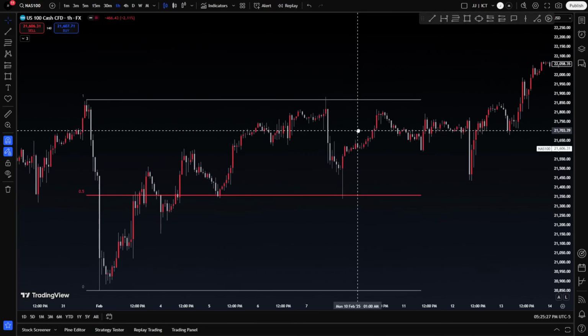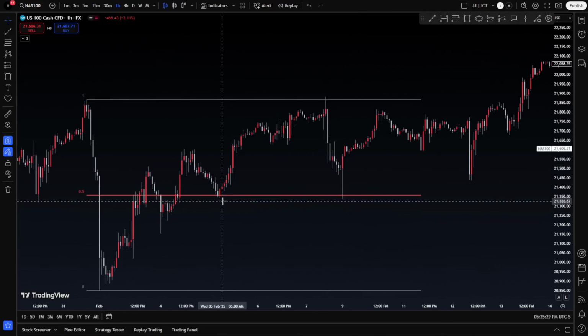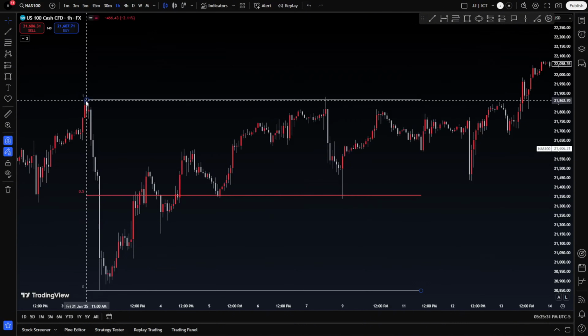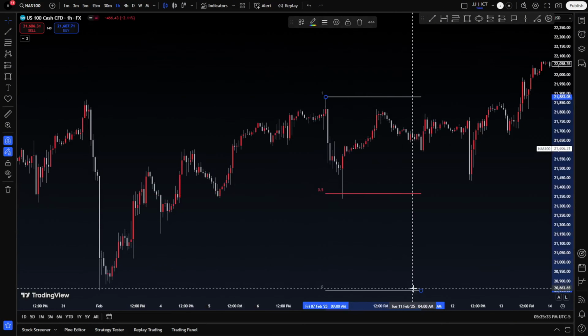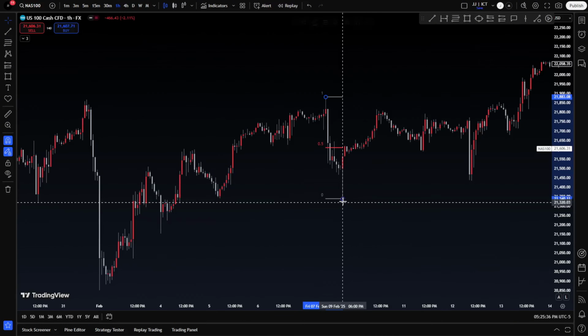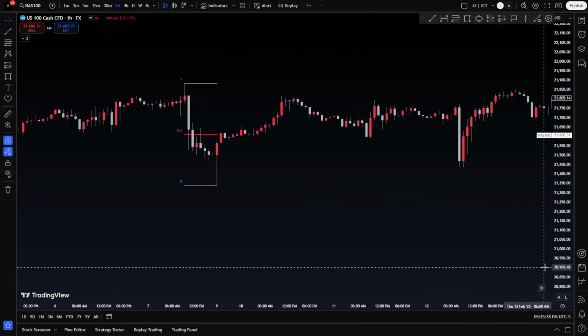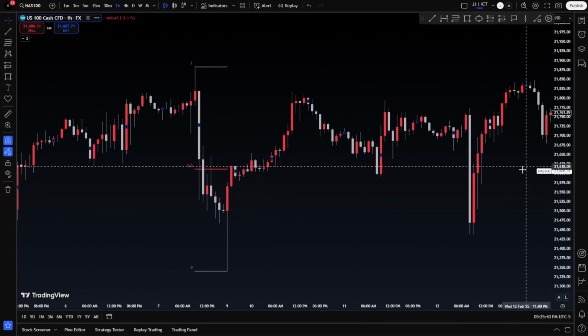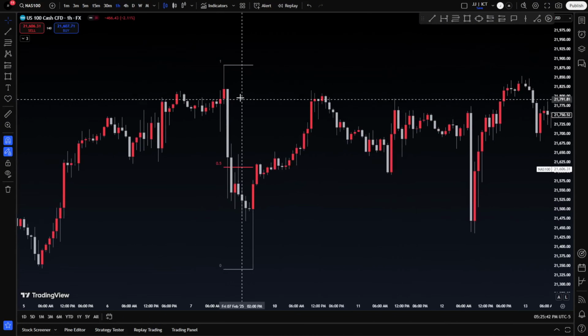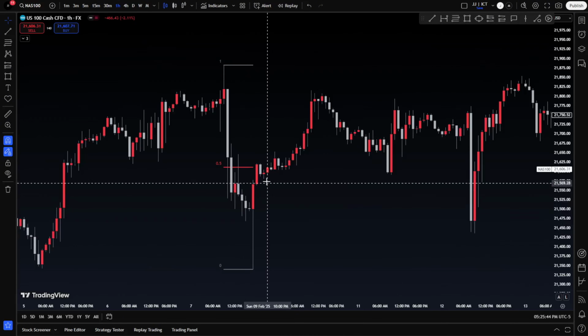But since we see price take out buy side and sell side over here, we can narrow down our range to this high and to this low. Crazy, isn't it? Now watch this. Pay attention to this. Once the dealing range is created, price heads back up.